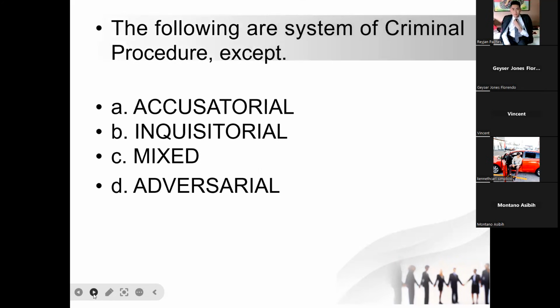So the following are the system of criminal procedure except: letter A, accusatorial; letter B, inquisitorial; letter C, mixed system; and letter D, adversarial system. Kapag exactly 6 years, class, jurisdiction yan ng MTC. Kasi 6 years eh, that is the jurisdiction of MTC. Don't be confused about that.